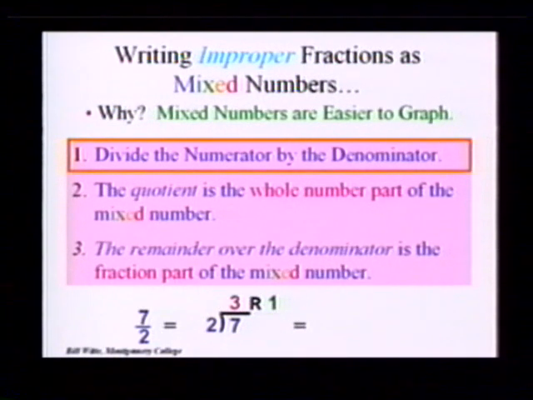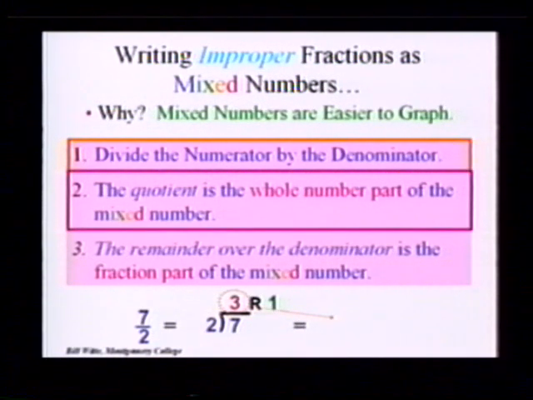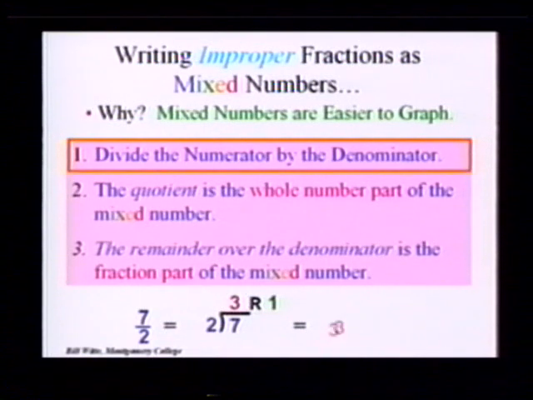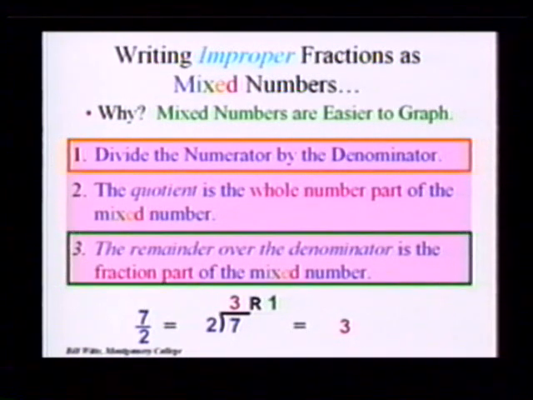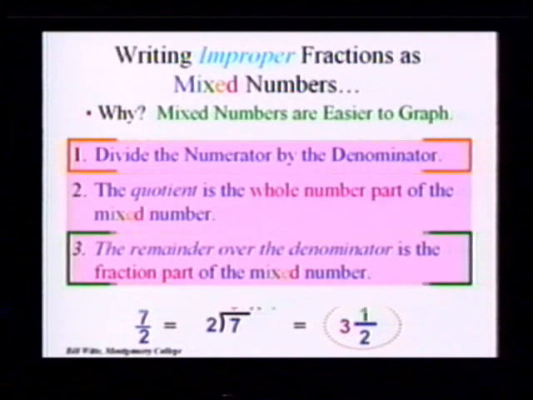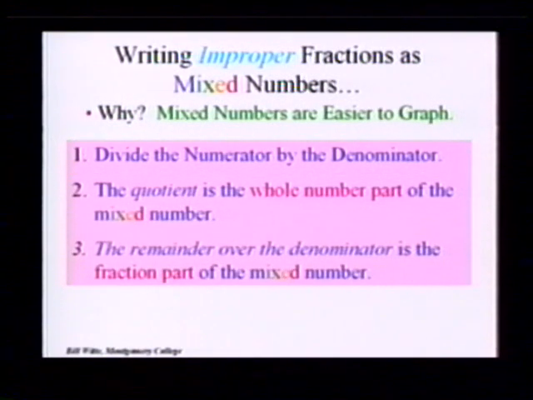Well, so I'm going to have 3, the quotient. That's the whole number part. And then the remainder I'm going to put over the original denominator. The remainder is 1, and I'll put that over the original denominator, 2. So 7 over 2 could also be written 3 and 1/2. Cool. Get the idea? Why would we do that? Because it's easier to graph. Do that again. I knew you'd say that.